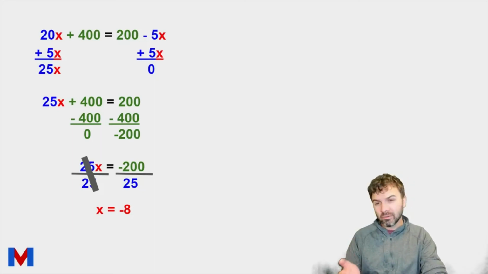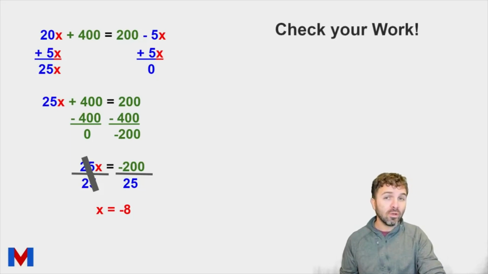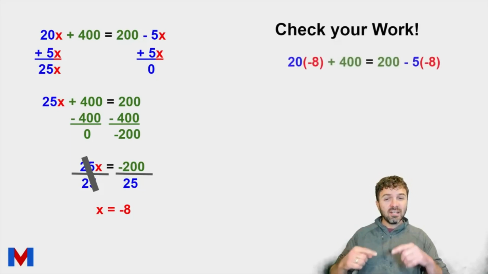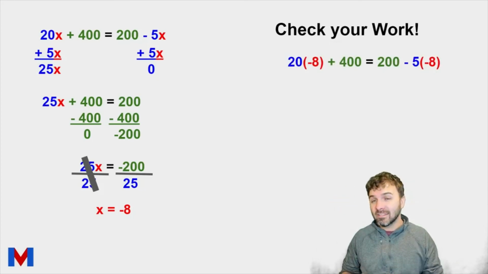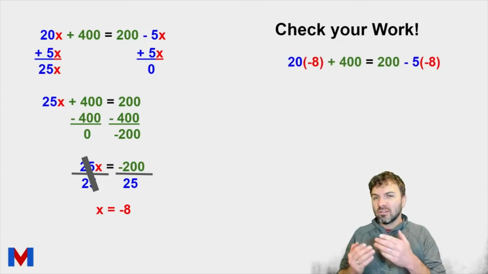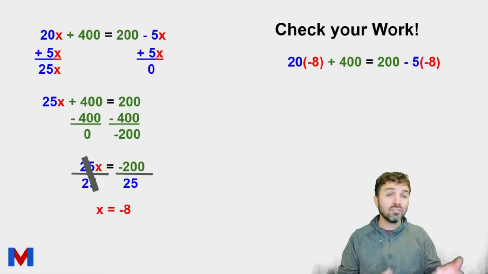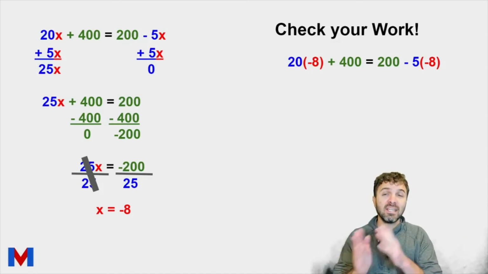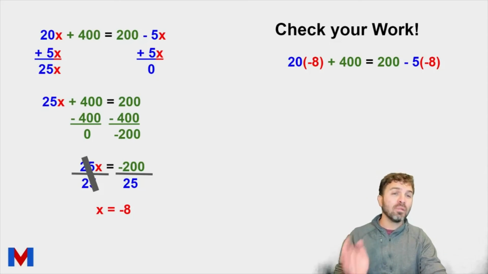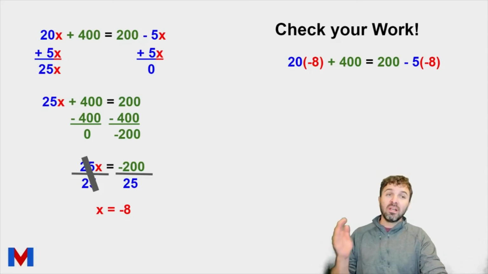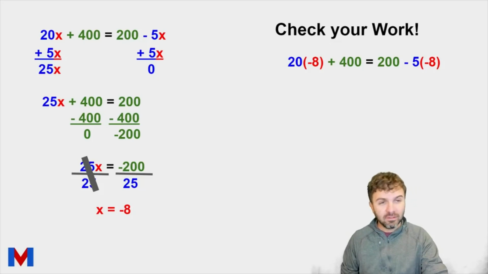I think we did fine here, but let's just make sure. So we're going to check our work here. Again, to check it, I'm going to take what I found for my x, and I'm going to plug it back into the x, or substitute back into x, to figure out, does it make that equation true? Does the left side equal the right side? So we go through, write it all out. 20 times negative 8 plus 400 equals 200 minus 5 times negative 8.